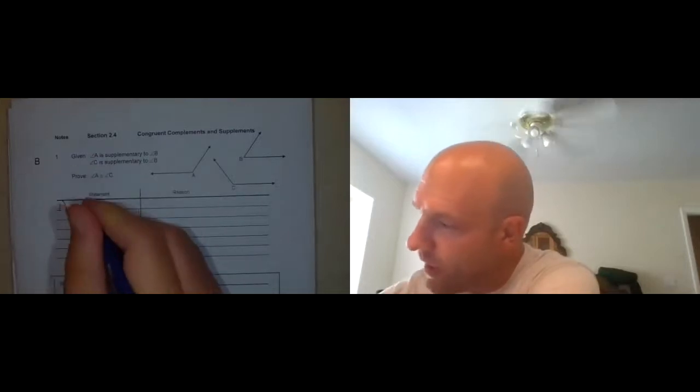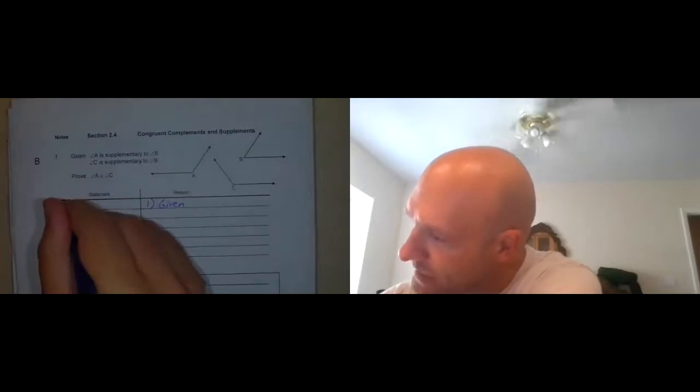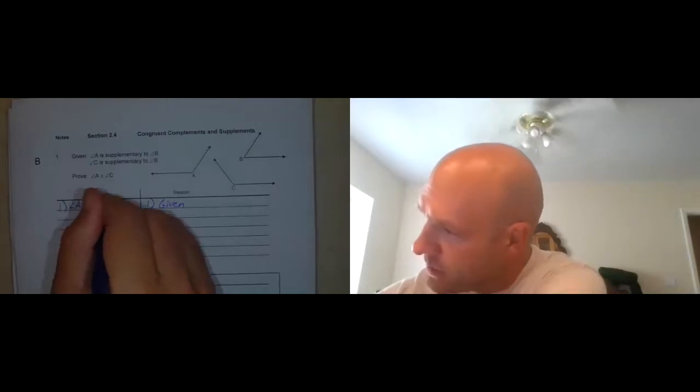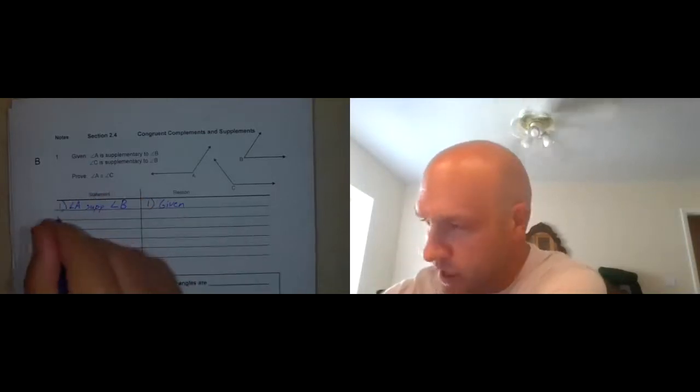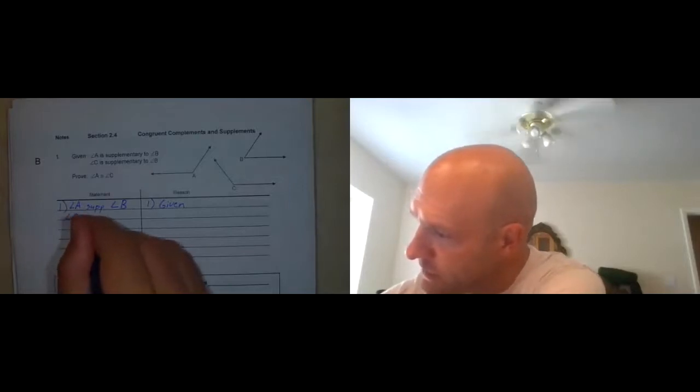So like any other proof, I am starting with the givens. Don't forget to number your proofs. So 1 and 1. My first reason is always the given. My given is that angle A is supplementary to angle B, and I can put it on a different line but the same number because it's the same reason, or I could give it its own number. It doesn't really matter. Angle C is supplementary to angle B. I'm just going to say that that is all step 1.